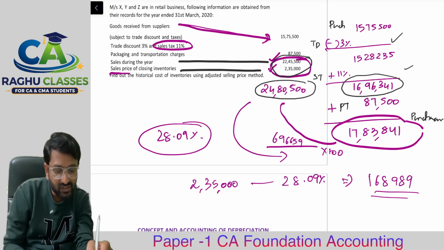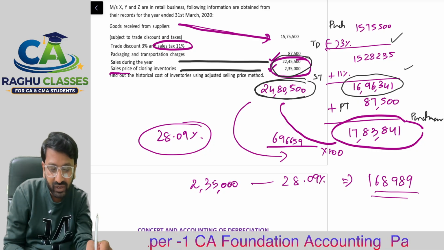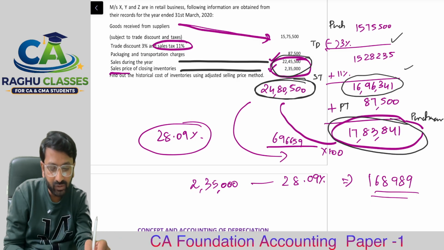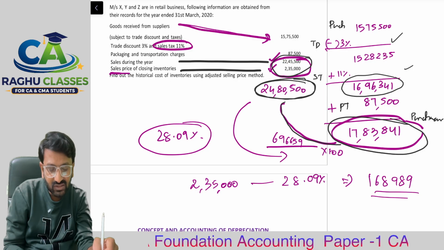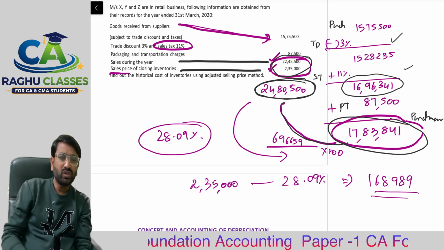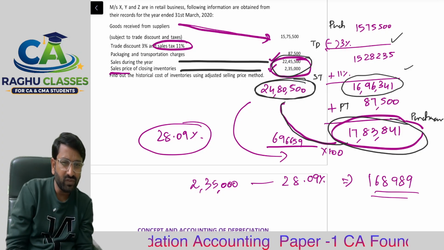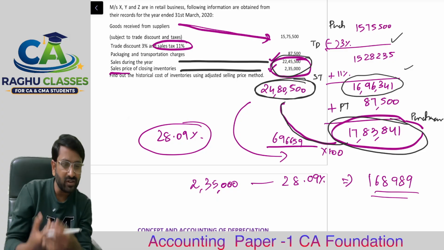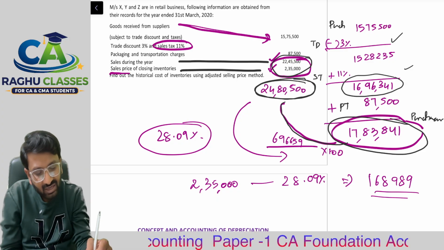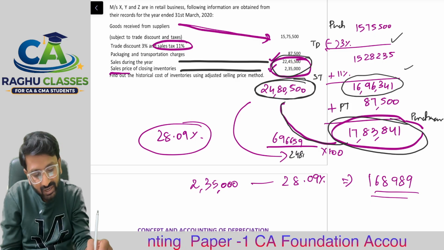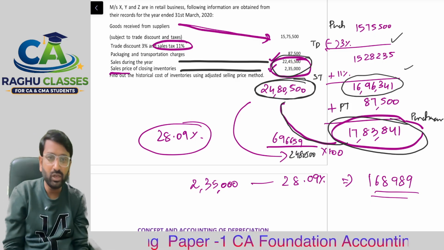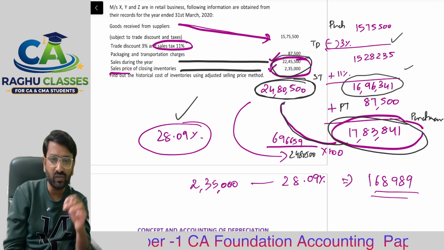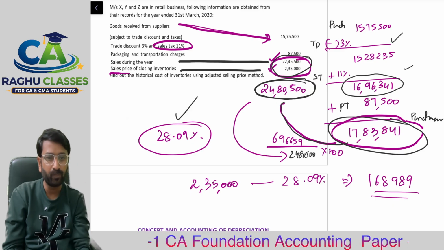Now take the difference between the total sale value of the entire item and the total cost, 17 lakh 83,841. So can we say this is the profit? 6,96,659 is the profit we could have made if I had sold everything. And that divided by 24 lakh 85 into 100 will give you 28.09%. This will be your gross profit ratio.